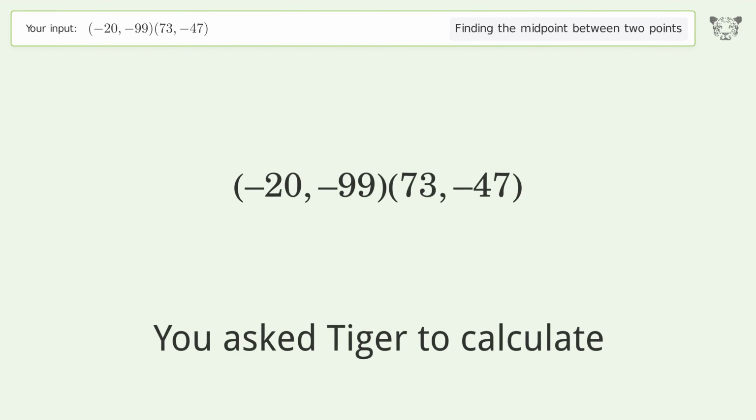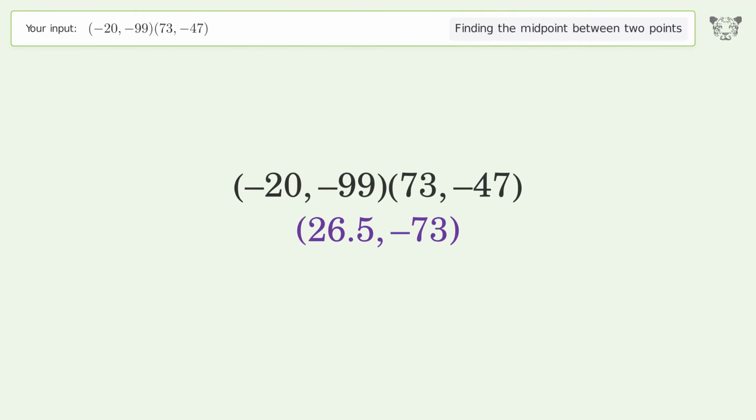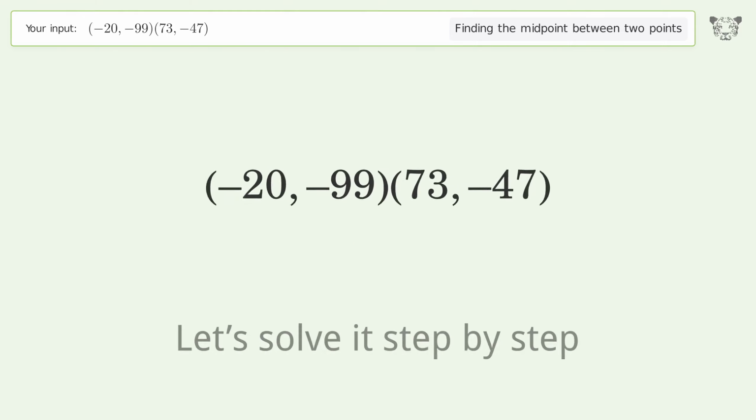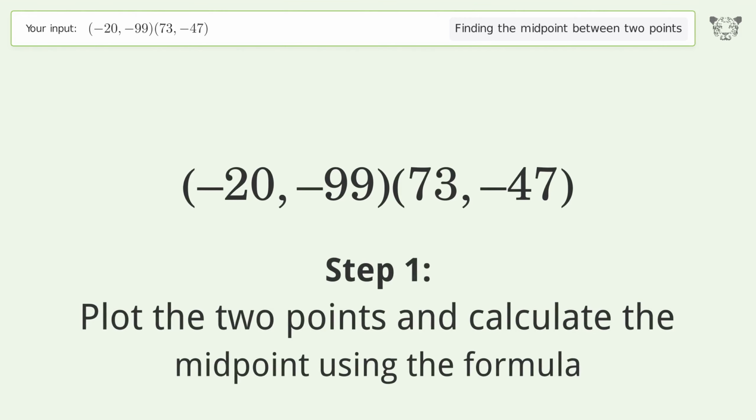You ask Tiger to calculate. This deals with finding the midpoint between 2 points. The midpoint between the 2 points is 26.5, -73. Let's solve it step by step. Plot the 2 points and calculate the midpoint using the formula.